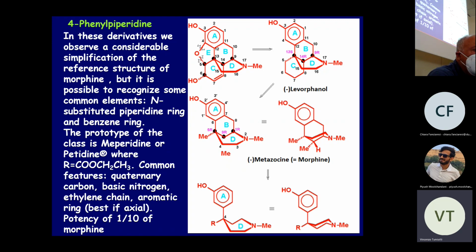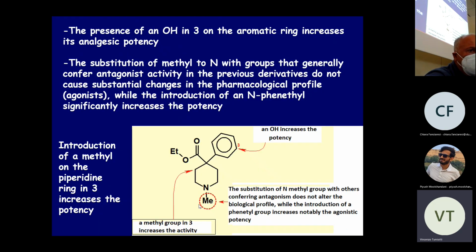Also 4-phenylpiperidines are active as painkillers. But the phenolic OH is not so important in this class. And if you see, this is the prototype of this class, called meperidine. In meperidine, no OH on the aromatic group.